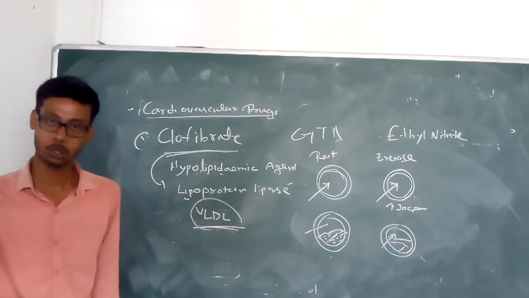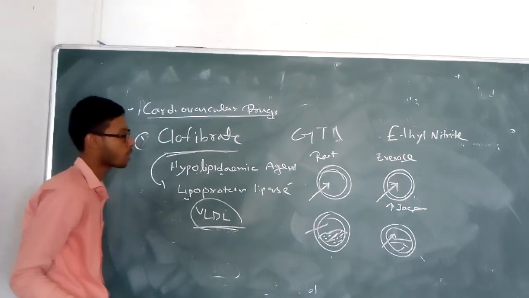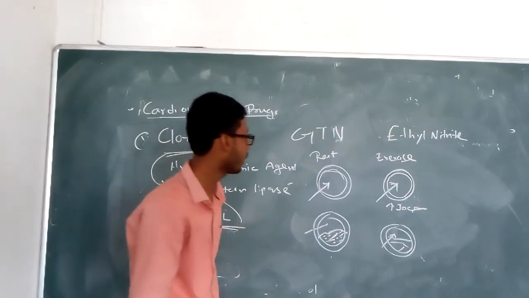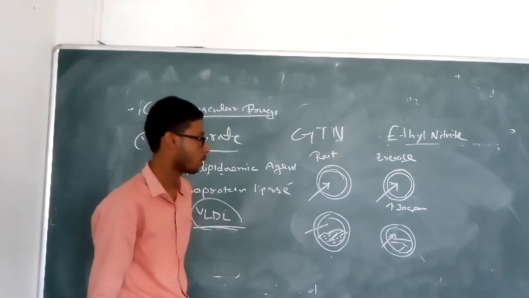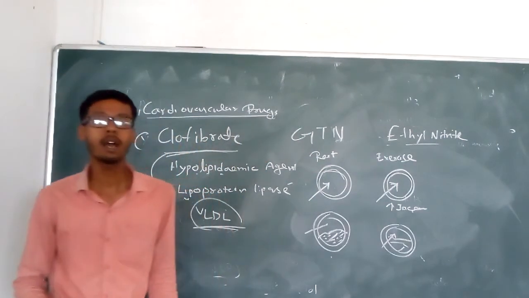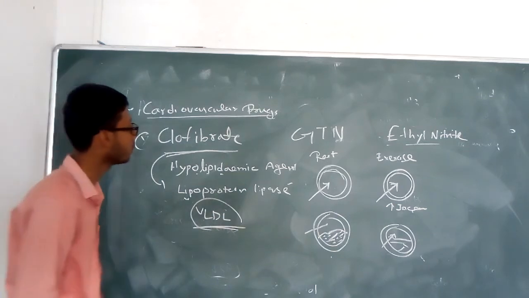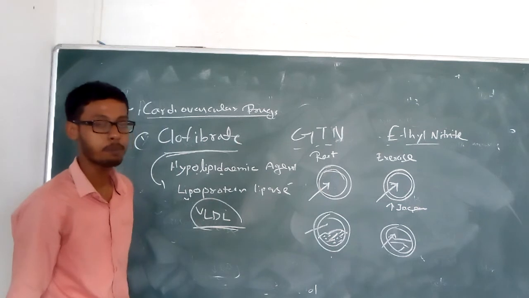preventing atherosclerosis. This is the main thing, and another two drugs, that is the GTN known as the glyceryl trinitrate and ethyl nitrite. These three drugs are for the treatment of the angina pectoris along with the cardiovascular drugs or antihypertensives. So this is normally the treatment for the angina pectoris.